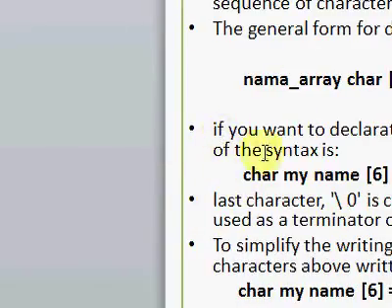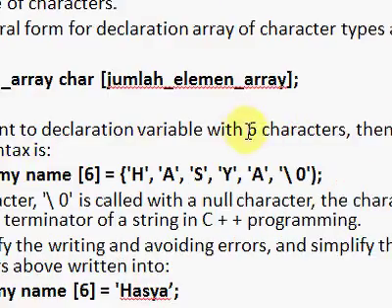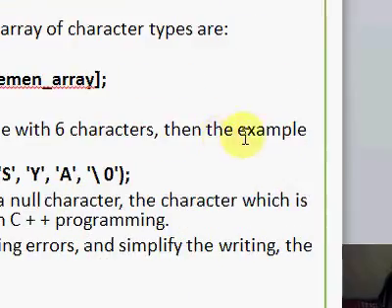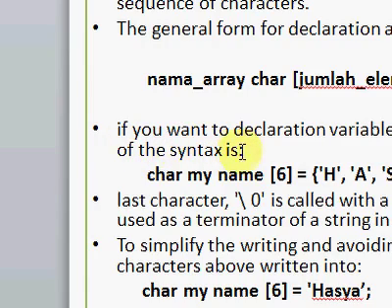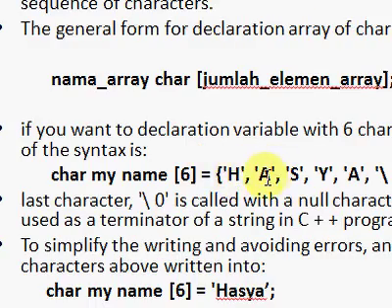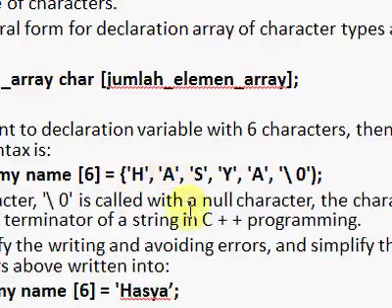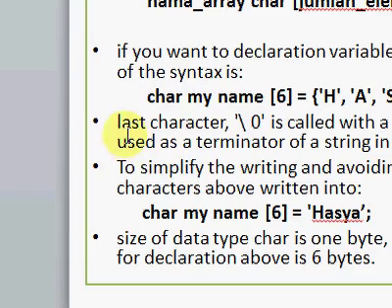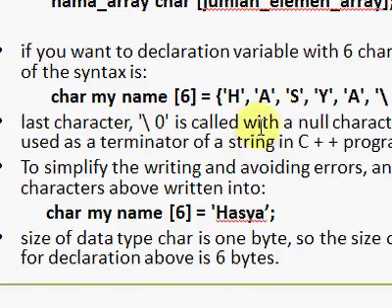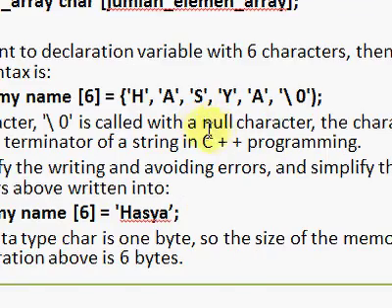If you want to declare a variable with 6 characters, then the example syntax is char myname[6], elements 1 2 3 4 5 6, and set a value for the last character. The last character, slash 0, is called the null character.